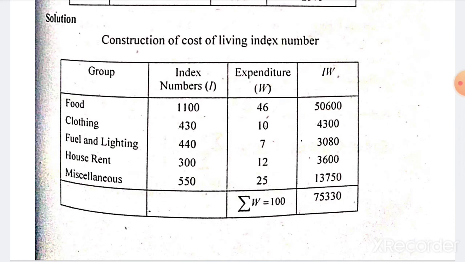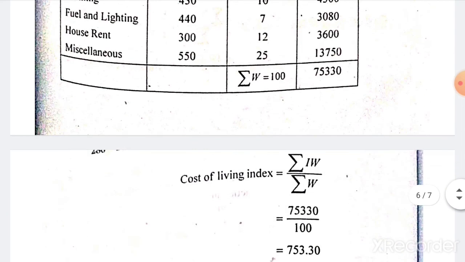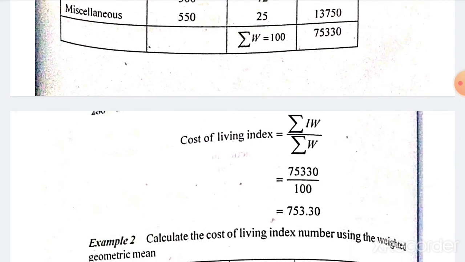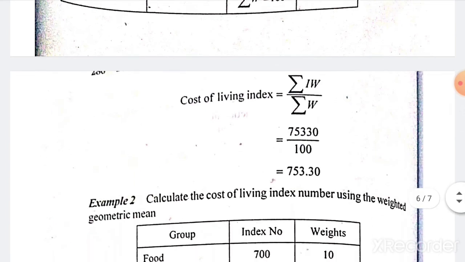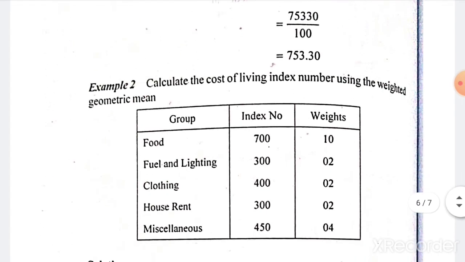So the IW value will be calculated by multiplying these two: 50,600, 4,300, 3,080, 3,600, 13,750. You also have to calculate the total of IW. So the cost of living index is equal to summation of IW divided by summation of W. So 75,330 divided by 100 means 753.30.